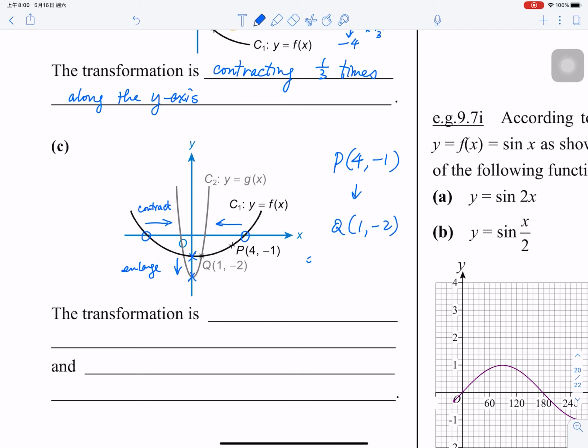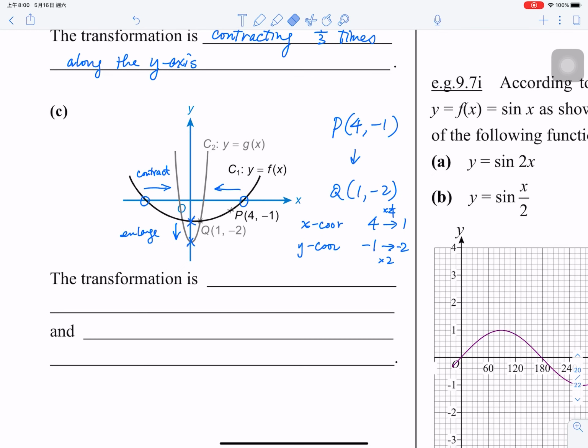So about the x coordinates, 4 to 1. About the y coordinates, -1 to -2. So this one times 1/4, right? This time times 2, right? So one contraction, one enlargement. So let's see the conclusion. About x, the transformation is, yeah, contracting 1/4 times along the x-axis, correct?